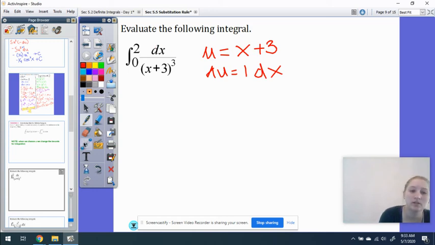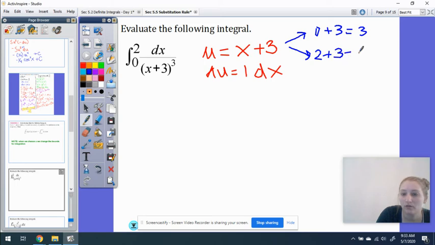All right, now this is the part that I was talking about, the change. So right now my bounds are 0 to 2 for x. So what you're going to do to figure out the u match to that, you're going to say 0 plus 3, which is going to give you 3. And you're going to say 2 plus 3, which is going to give you 5. So your new bounds with the u are going to be 3 and 5. Okay?